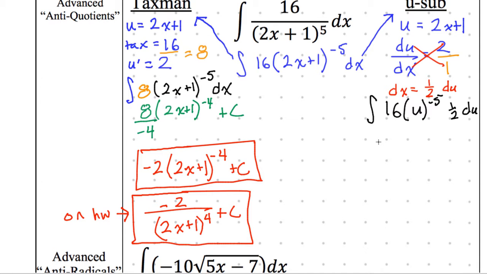And when we do the integral, do you want to simplify the integral first and then integrate? Would that be better? Because we have this 1/2 and the 16. Should we simplify it first? Let's go ahead and simplify it. Okay, so when I simplify this, it now is what integral? 8 times u to the negative fifth du.